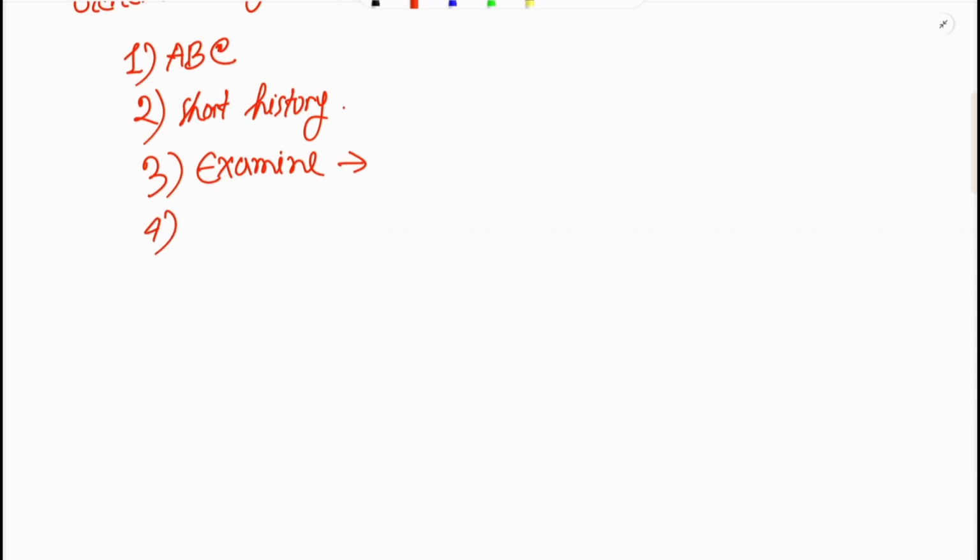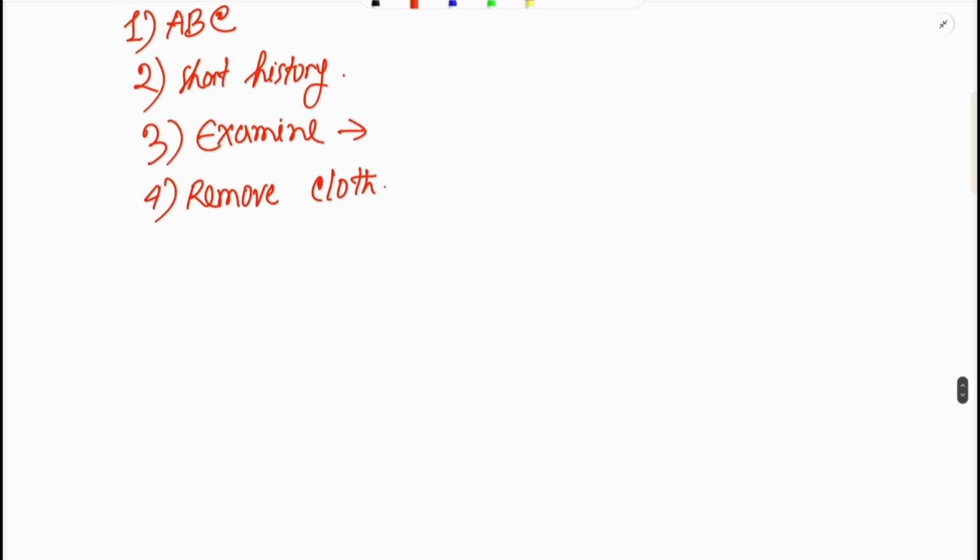Then we will remove the contaminated clothes from the person's body. As we have discussed earlier, organophosphorus compounds are very highly lipid soluble, so the poison present on the clothes can be absorbed from the clothes further. So removing the clothes and storing them for medico-legal purposes is a must-do step in the management of OPC poisoning.